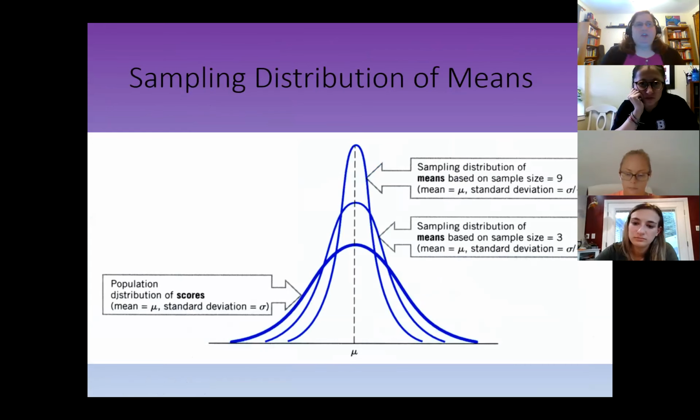Here we have an example where we have a population distribution of scores. Notice it's normal, right? So we already know our sampling distribution of means is going to be normal regardless of the n. Here we have one with an n of just 3, and here one with an n of 9. I'm showing you the same concept again: it gets more normal and more narrow in that sampling distribution of means, especially the more we increase the n.